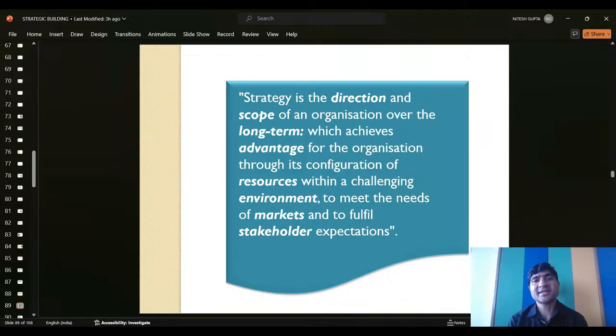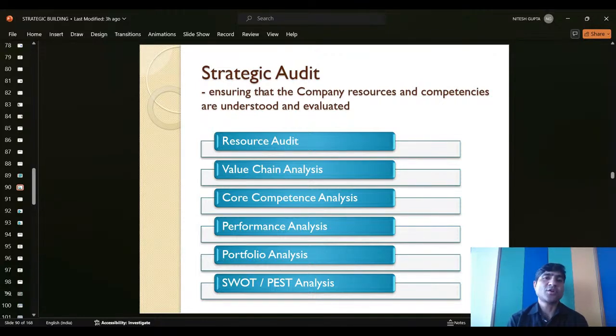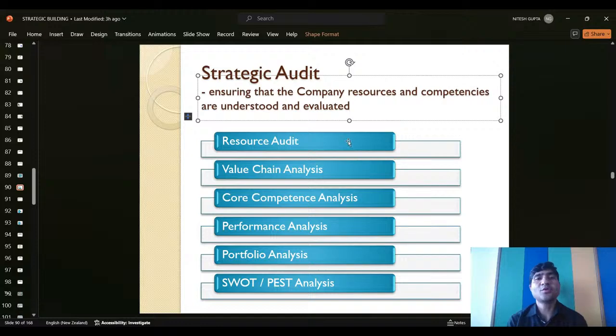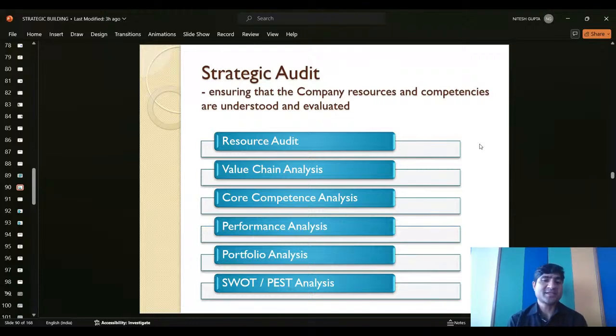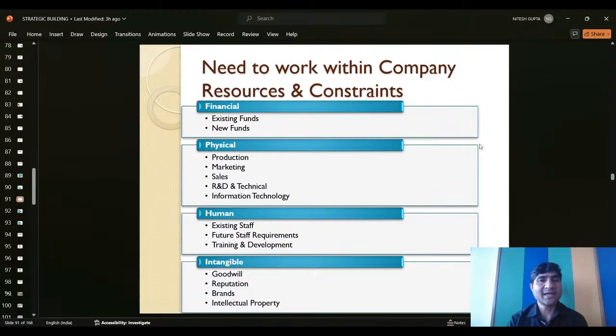Then you go for strategy, which is the direction and scope for an organization over the long term, which achieves advantage for the organization through its configuration of resources within the challenging environment to meet the needs of markets and to fulfill stakeholders' expectations. Now, what is a strategic audit? Ensuring that the company resources and competencies are understood and evaluated, you need to go for a strategic audit. A strategic audit should include resource audit, value chain analysis, core competence analysis, performance analysis, portfolio analysis, SWOT, and PEST. PEST is something, friends, which is quite new, which I don't know whether you have heard or not. That I will explain later.